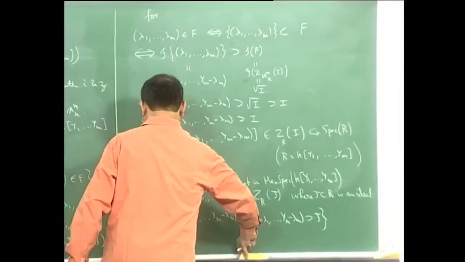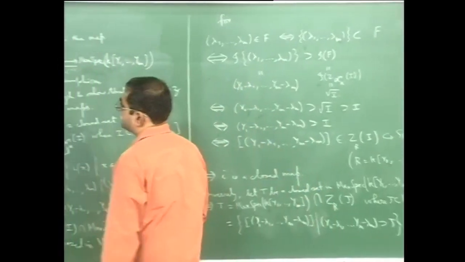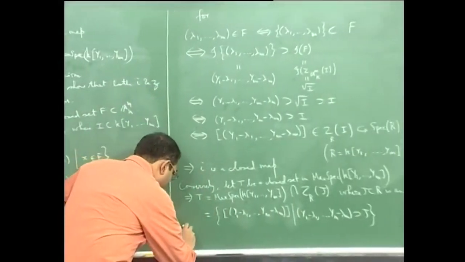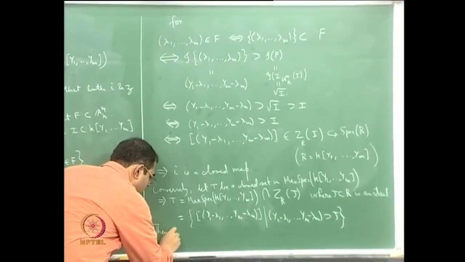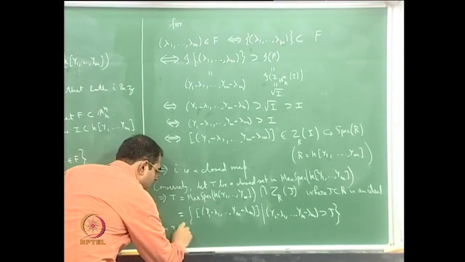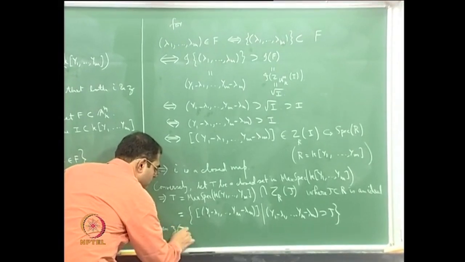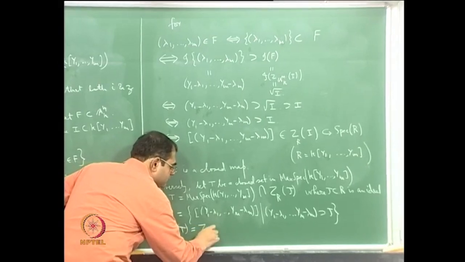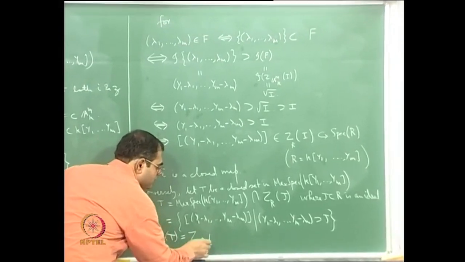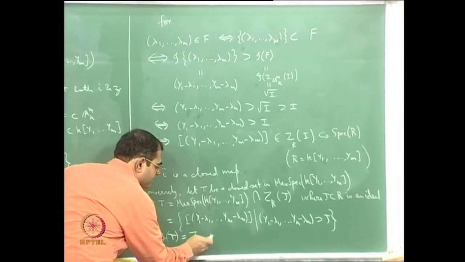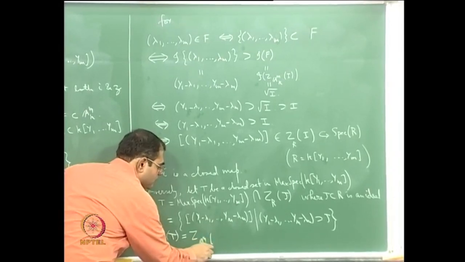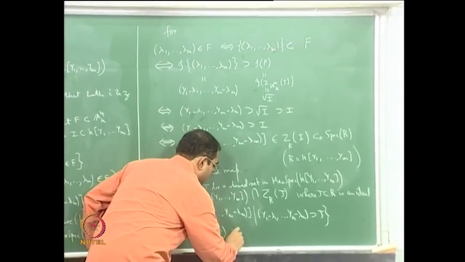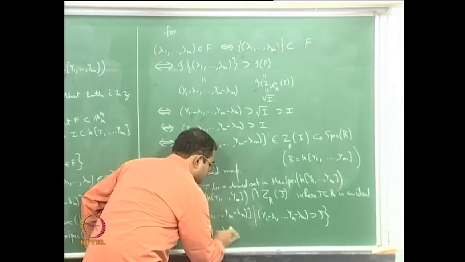So let me write that. I have very little space, so let me write it anyway. Then small z of T is just Z in A^m_k of J, which is closed.